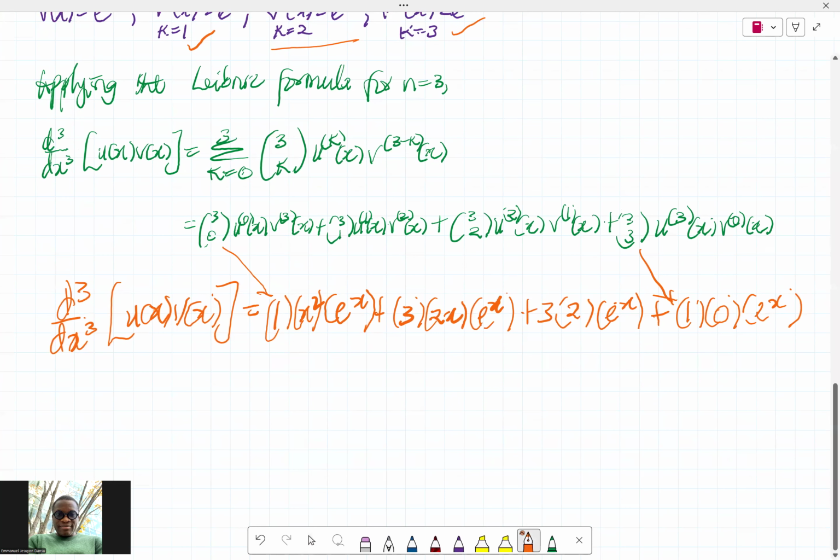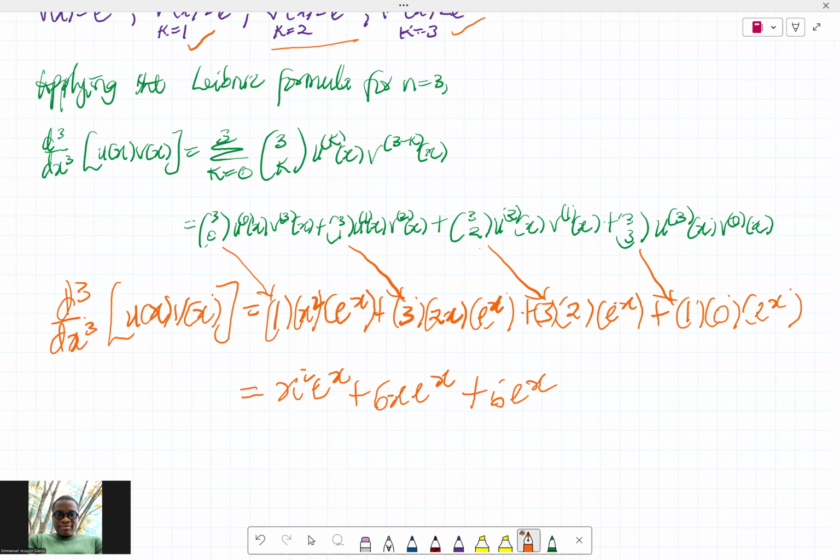So then we tidy up all of this. This is 3 combination 0, this is 3 combination 1, this is 3 combination 2. So we can tidy all of that up. Here this is x squared, e raised power x. Then the next one is 6x e raised power x. This second one is 6x e raised power x. And here we have 6 e raised power x. And then the whole of this is 0.